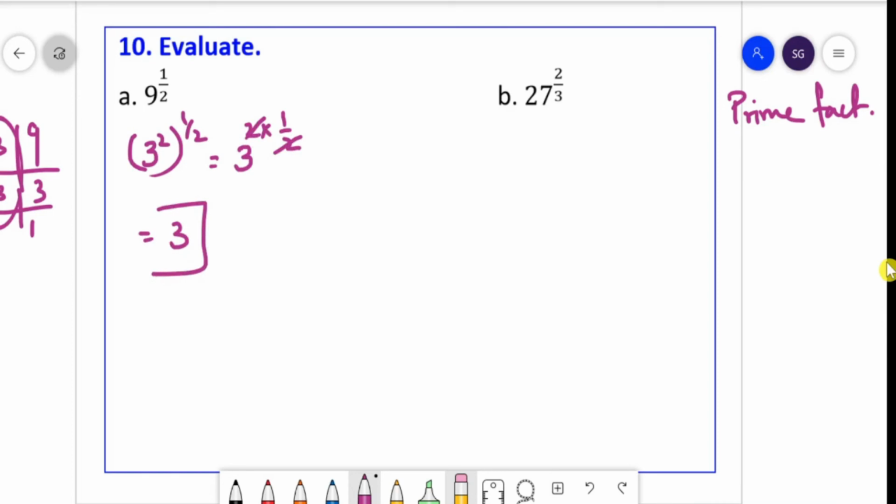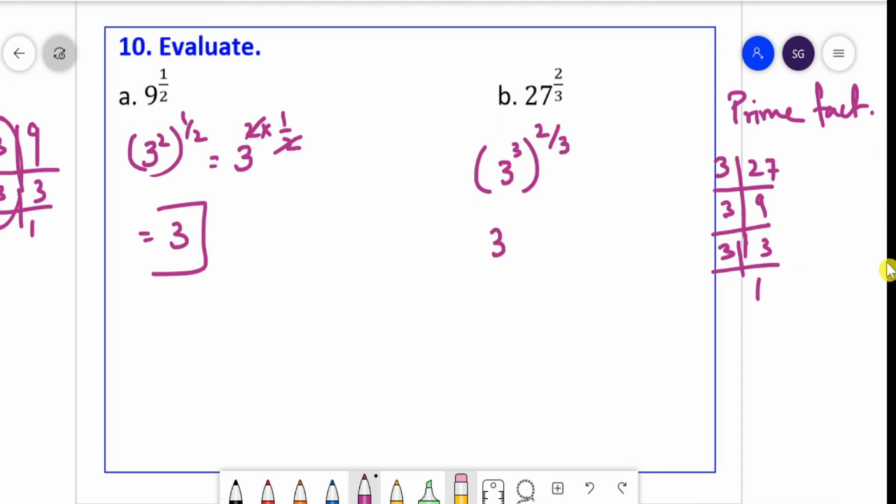Similarly, 27 is prime factorized, and we get 3 9s are 27, 3 3s are 9, and 3 1s are 3. So 27 is expressed as 3 to the power 3, and above we have the power 2 over 3. Again, power of power, we multiply them, so 3 times 2 over 3, and we get cancellation in the power here. This 3 and this 3 cancel out, so we are left with 3 to the power 2. Either you leave your answer like this, or 3 squared is 9. That's your final answer. Now we are not using the root or radical sign rigidly here, because we are able to manage that otherwise.